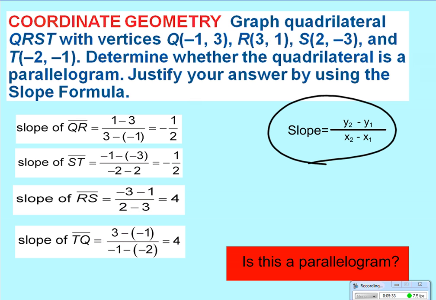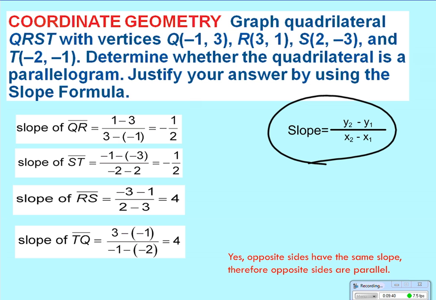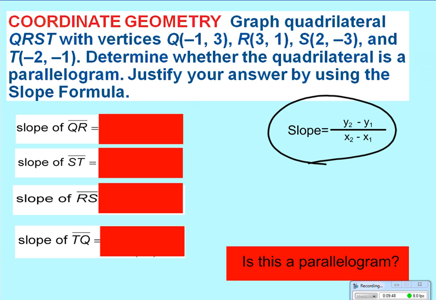QR and ST are the same. RS and TQ are the same. Yes, this is going to be a parallelogram. Opposite sides have the same slope, so the opposite sides are parallel. That's enough to tell me. All right, so slope is going to come into play. Down the road, distance is going to come into play. So make sure that you know both.